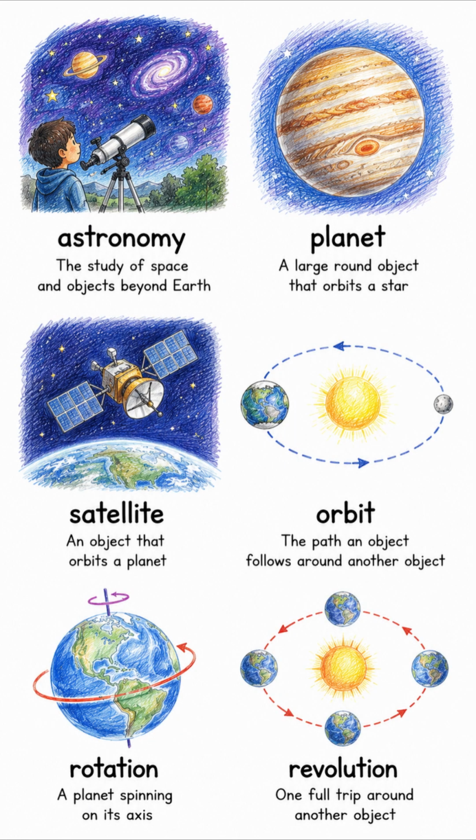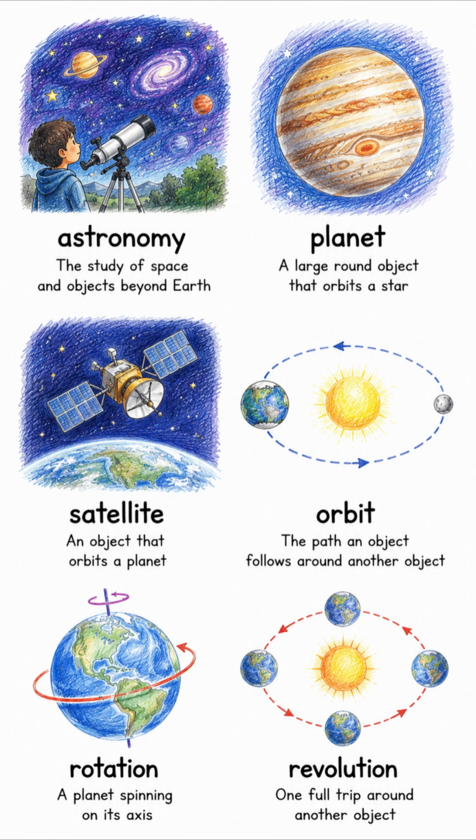Astronomy. The study of space and objects beyond Earth. Planet. A large round object that orbits a star. Satellite. An object that orbits a planet. Orbit. The path an object follows around another object. Rotation. A planet spinning on its axis.